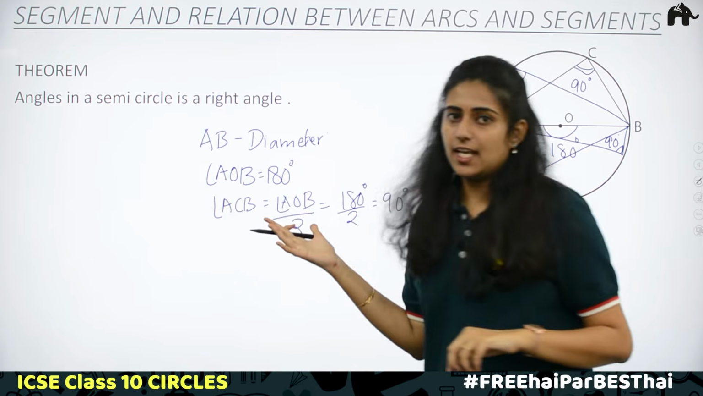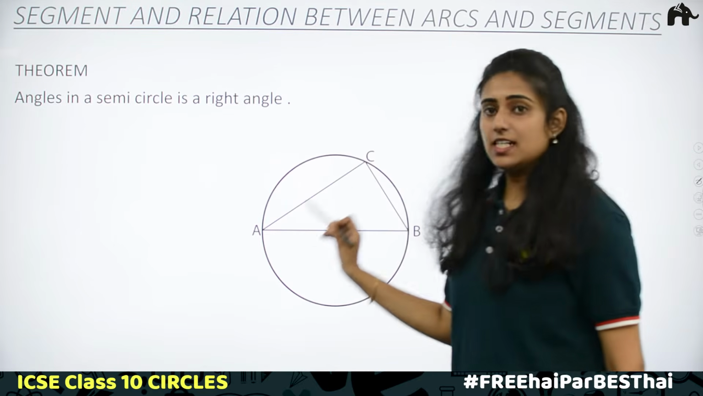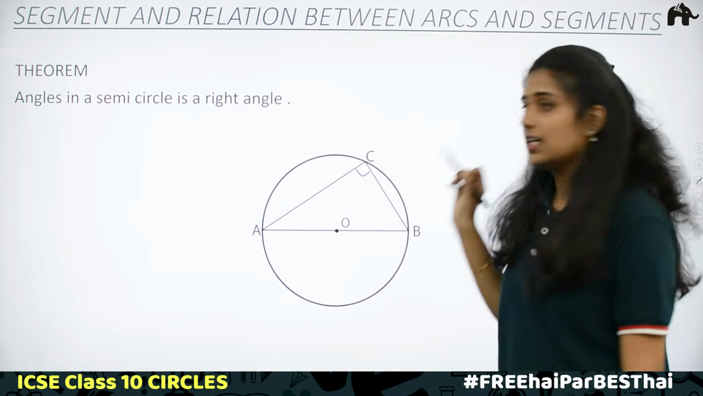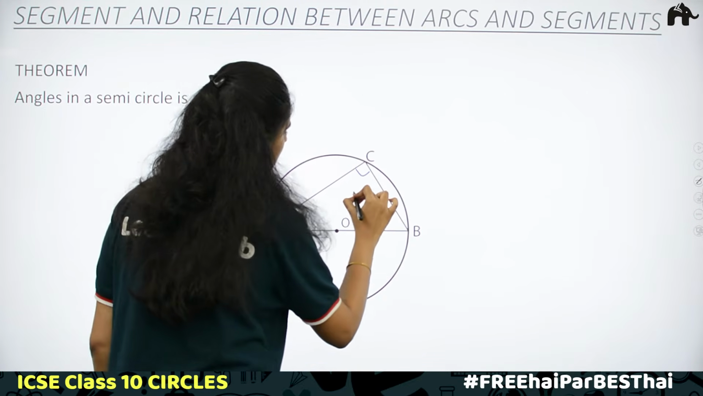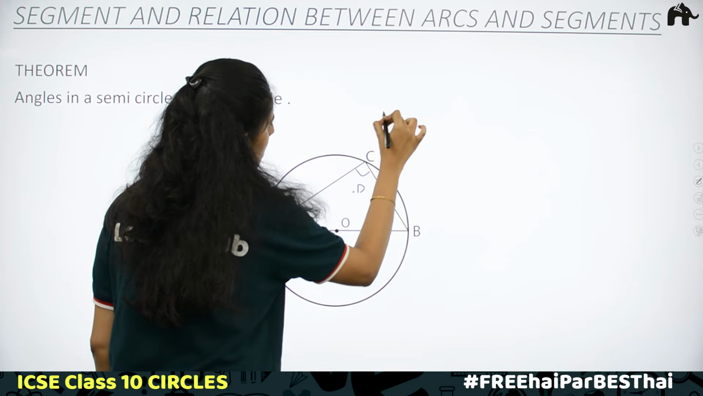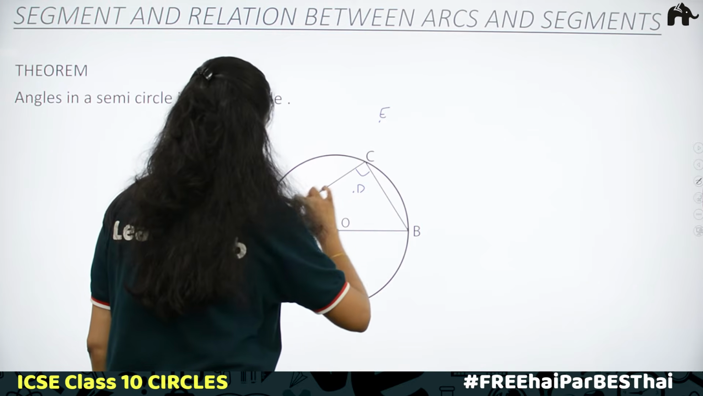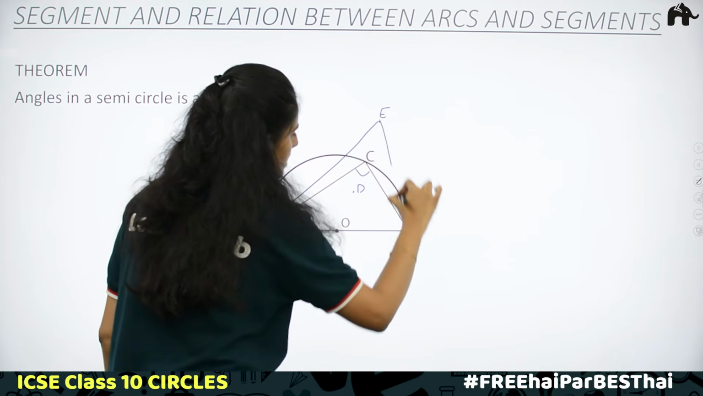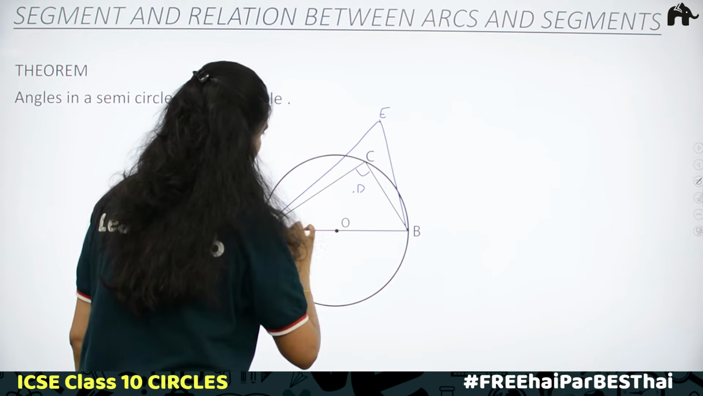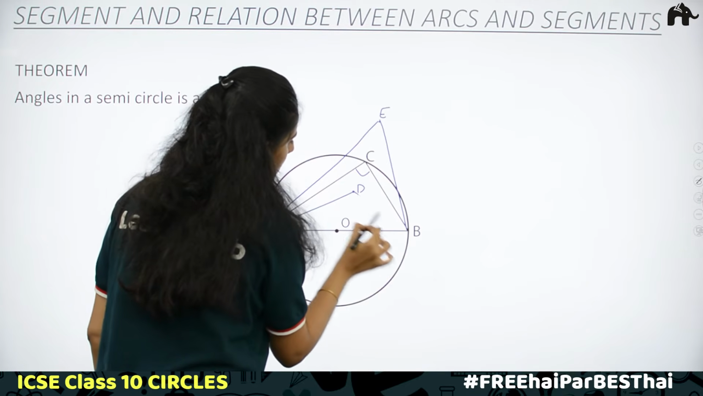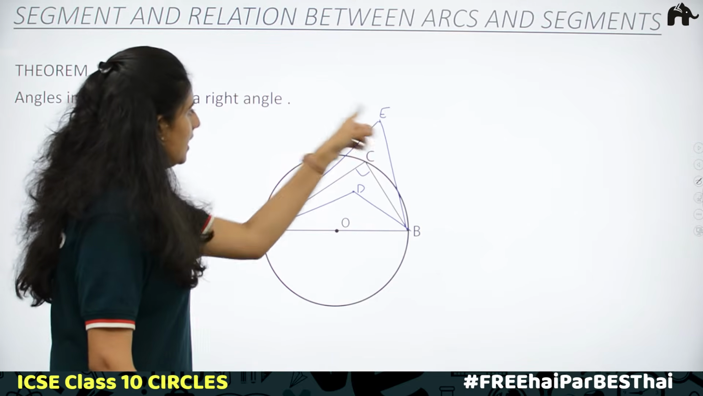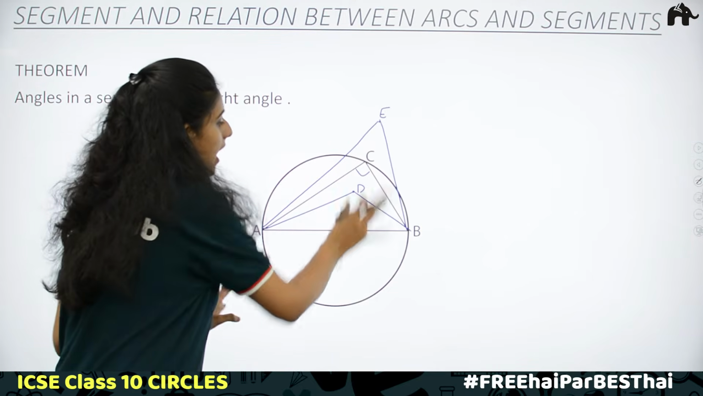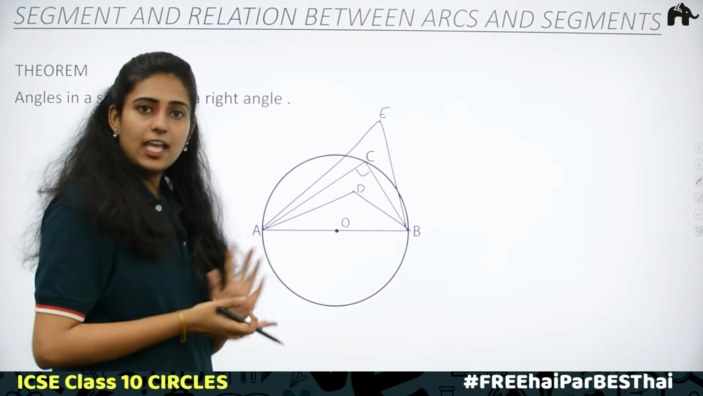So, theorem is clear, right? We know that the angle in a semicircle is the right angle. This measure is 90 degree. Now, I am taking two other points. This is my point D and this is my point E. Okay. I am joining AE and EB. Similarly, I am joining AD and DB. Yes. ADB, ACB and AEB are angles subtended by chord AB.